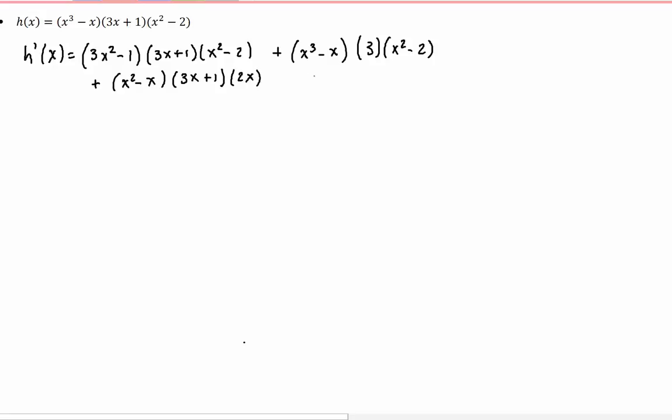So whenever you have a product, all you have to do is apply the product rule. Okay, so that's that for this one.